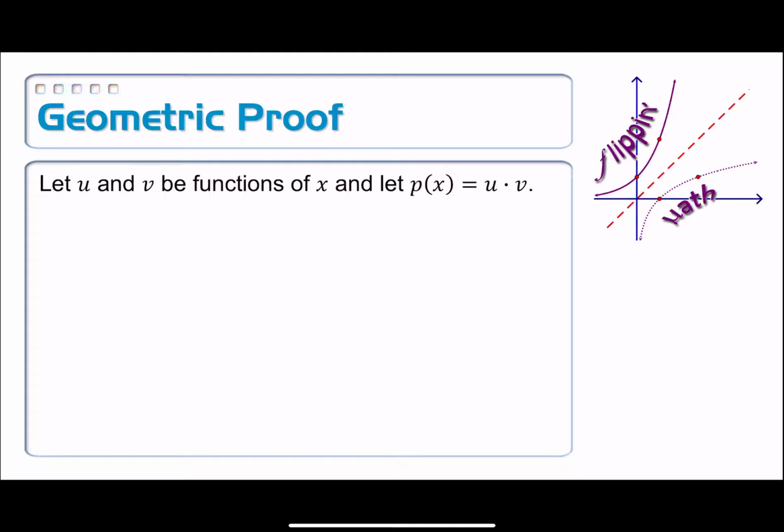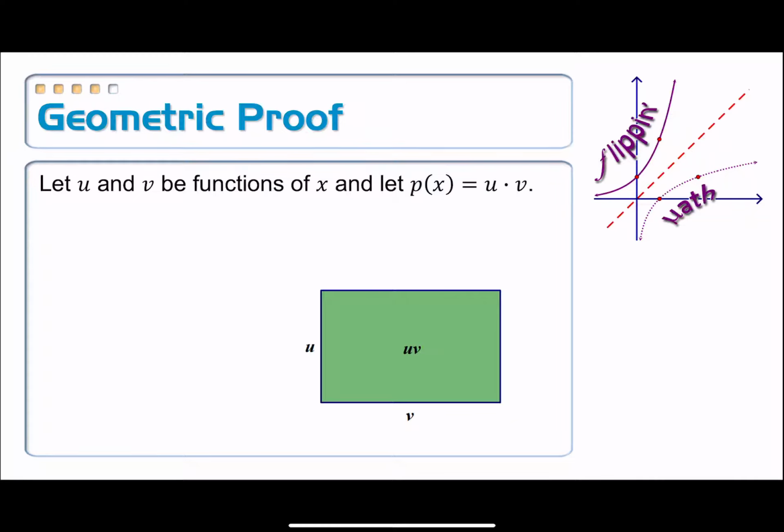So let's let u and v be functions of x, and then we're going to let p of x be equal to the product of those two functions. And we're going to represent it geometrically with a rectangle, right? So we have the product of u times v. Geometrically, the area of that thing would, of course, be u times v. All right, and now we're going to change the area.